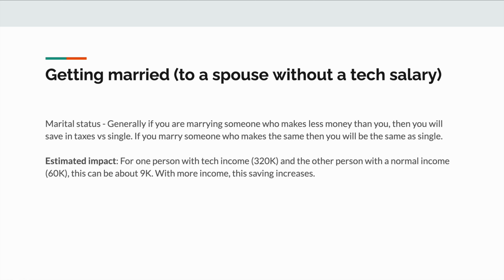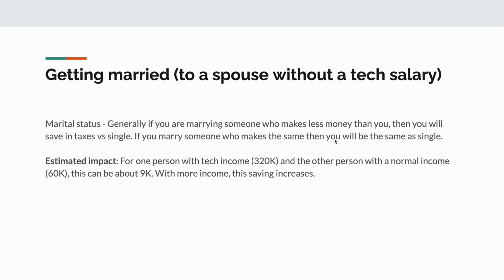Okay, let's say that you're in a relationship with someone who is not working in tech and has a normal salary, and you're planning to get married anyway. Then, what is the difference between being a partner versus actually getting legally married? That status change is going to reduce your taxes. And this is assuming that they make less money than you do.